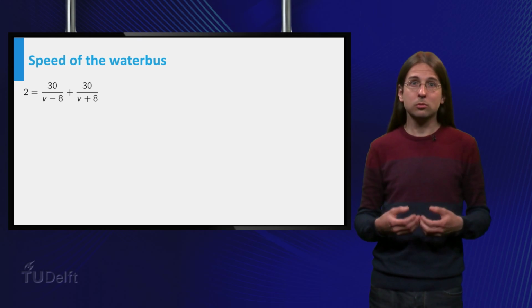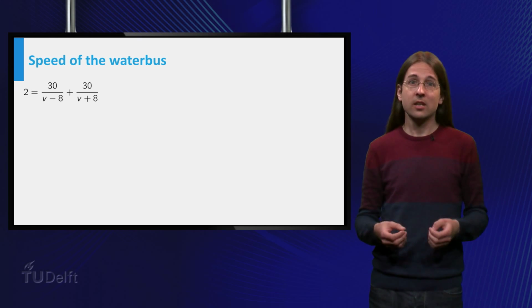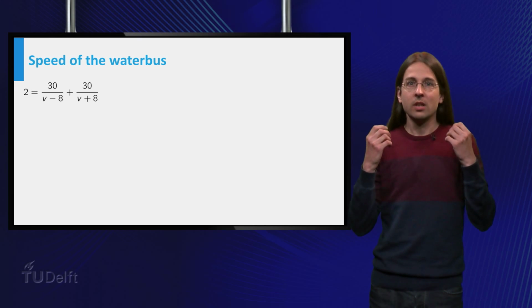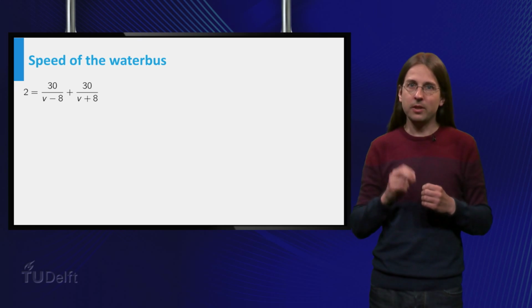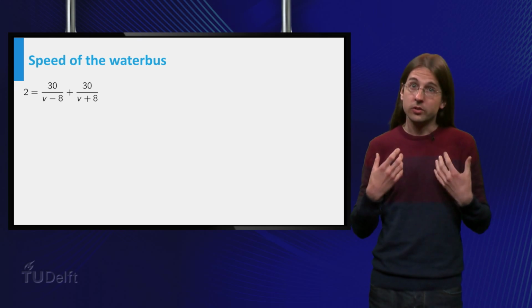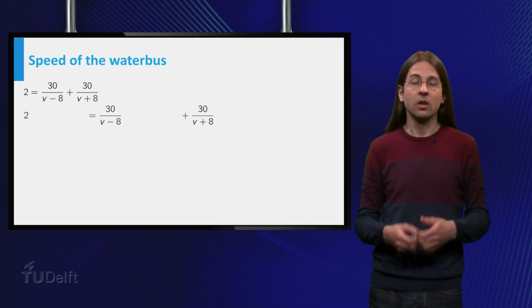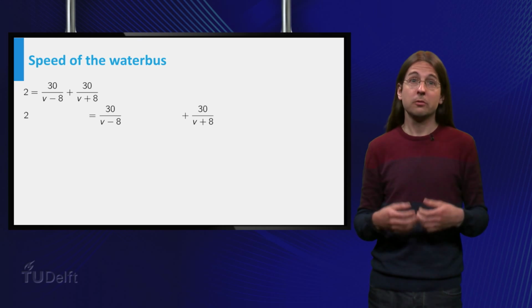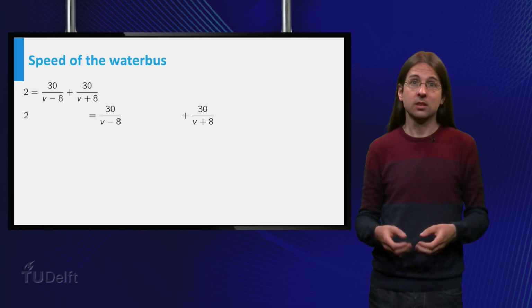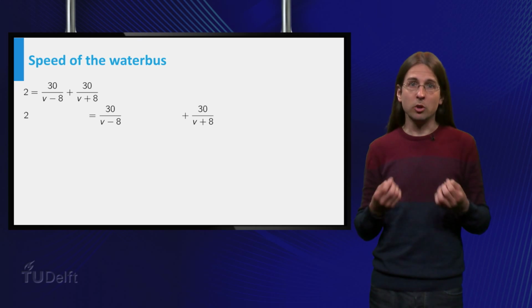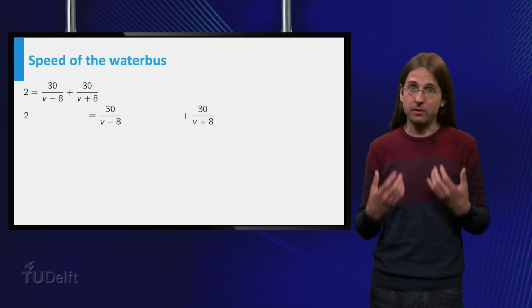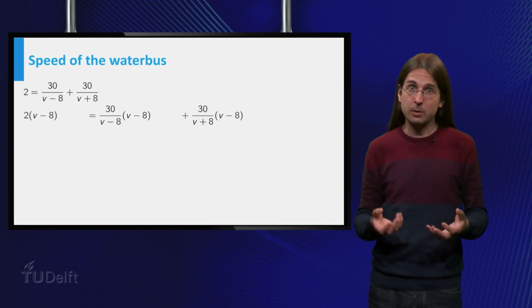The most basic rule when solving equations is try to make things simpler. Thus the first thing we do is to simplify the equation. The ugly part of this equation is that there are fractions. To get rid of the fractions, we multiply by both denominators. That is, we multiply the entire equation by v minus 8 and v plus 8.